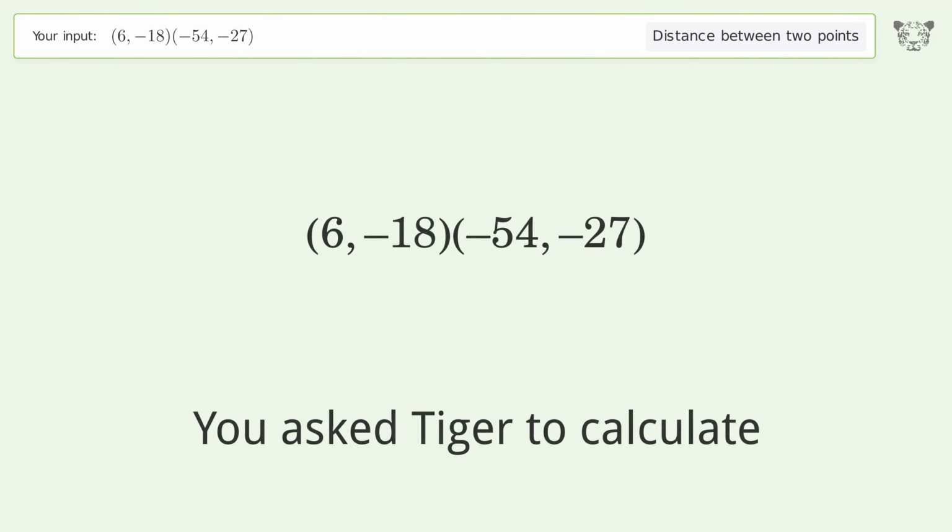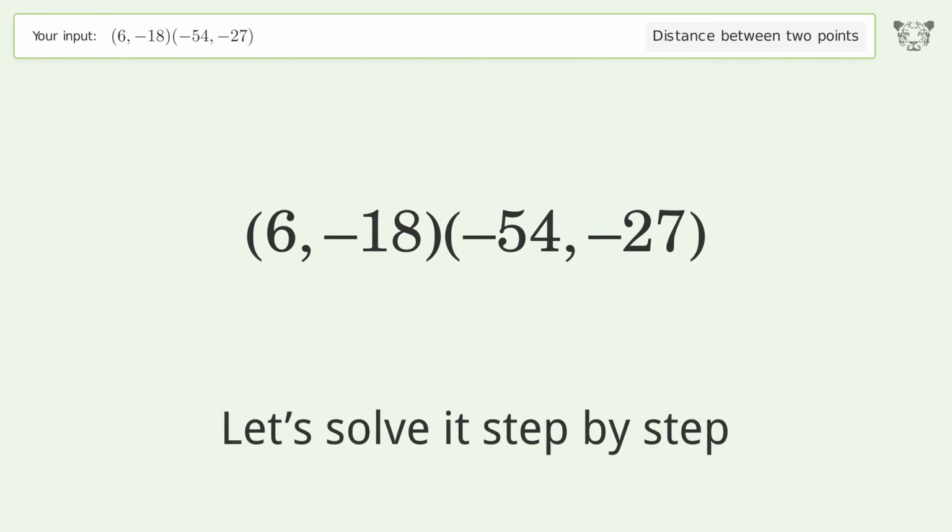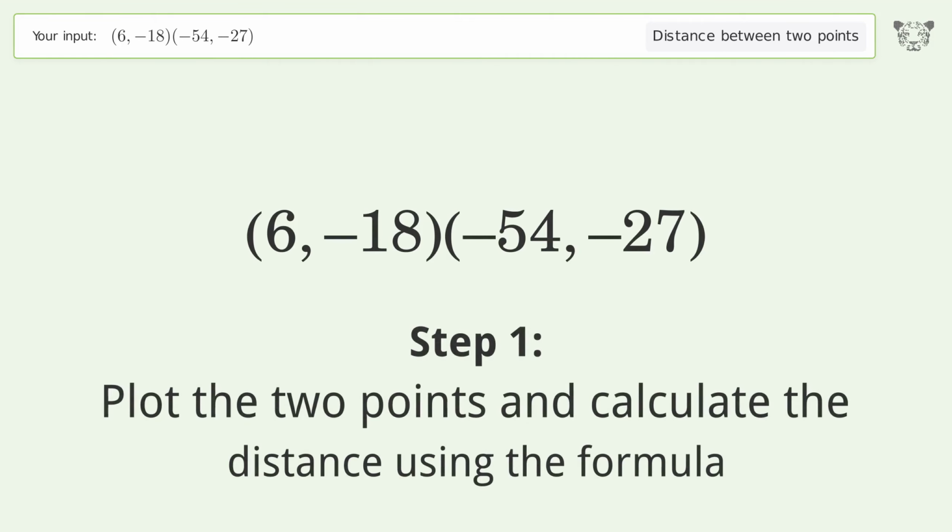You ask Tiger to calculate. This deals with the distance between 2 points. The distance between the 2 points is the square root of 3681, or 60.671. Let's solve it step by step. Plot the 2 points and calculate the distance using the formula.